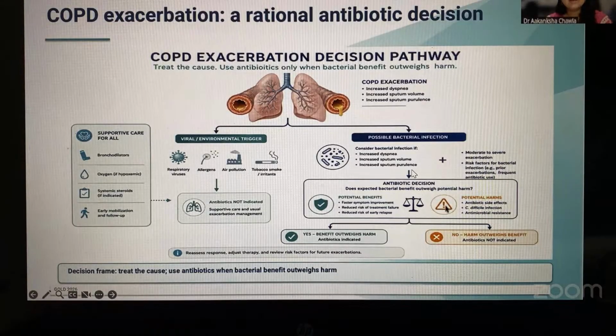And antibiotic decisions should depend upon faster symptom improvement, reduced risk of treatment failure, as well as reduced risk of early relapse. But when you're adding antibiotics, never forget that antibiotics have side effects. They also lead to increased antimicrobial resistance, and there's always a risk of C. difficile infection. So all these factors should be kept in mind when you're thinking of a COPD exacerbation and addition of an antibiotic.